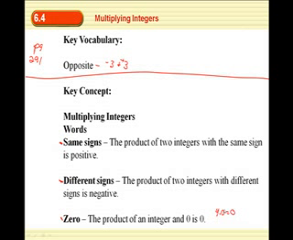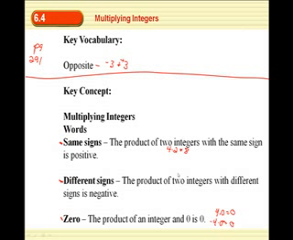4 times 0 is 0. -4 times 0 is 0. It doesn't matter what you multiply times 0, it's always 0. That's an easy rule to remember, at least for multiplying. Well, let's talk about the same signs. The product of 2 integers with the same sign is positive. So for example, let's do 4 times 2. 4 times 2 is 8. 2 positives make a positive.